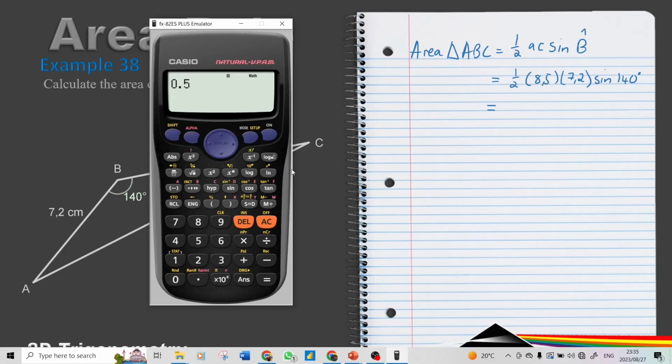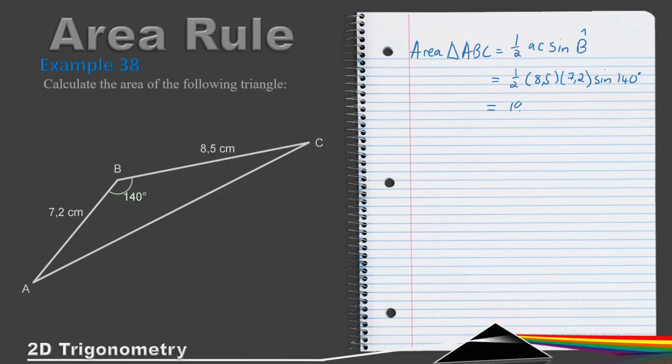So I'm going to say 0,5 just because it's easier to type in the calculator than 1/2, and you can choose if you want to substitute it in with brackets or just say times 8.5 times 7.2 times sine of 140. So that is 19,67. And then always look out for your units. It is in centimeters, which means this is going to be centimeters squared because it's the area.